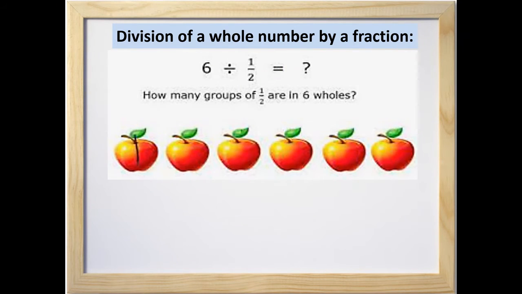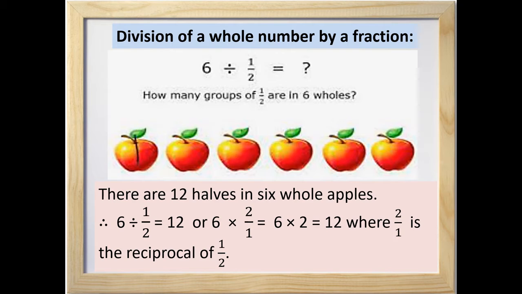How we got that 12, we will find out. Now, how did we get this 12? For that, we will keep that 6, the dividend, just like that. Then we will change the division sign into a multiplication sign. After this, we have to find the reciprocal of the divisor.